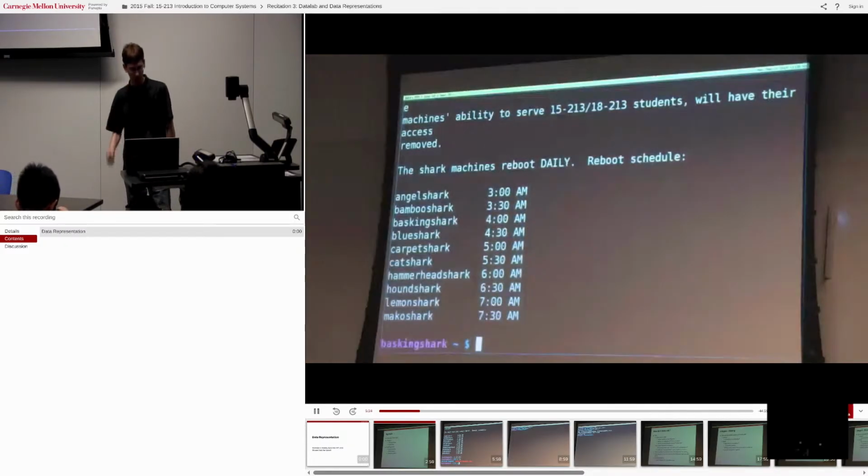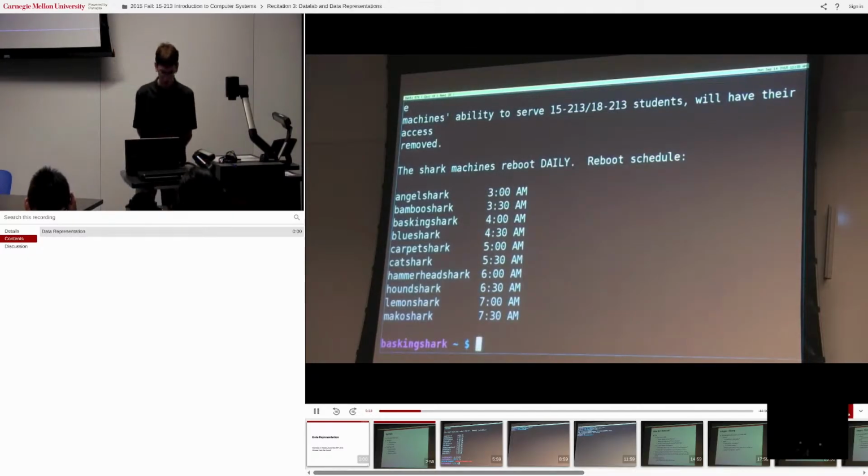OK, so you can see there are all these different Shark machines. If you don't specify which one in particular you want to be on, it'll just pick one for you at random and distribute the students across them. They reboot early in the morning, so if you happen to be working that early in the morning, just be aware that it might shut down in the middle, depending on which one you are on.